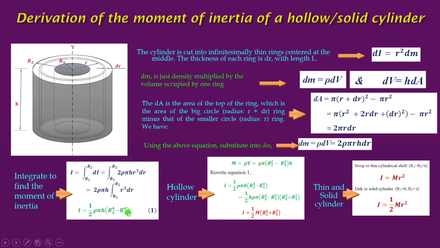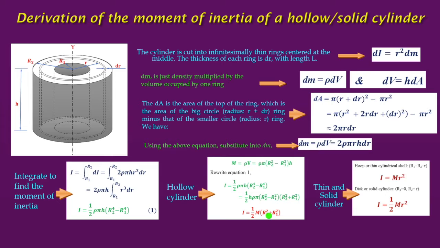Now rewrite this equation and substitute M equals this part in this equation, like this. So finally we are getting I equals half M (r2 square plus r1 square). So this is the equation of the mass moment of inertia of a hollow cylinder about this axis y.